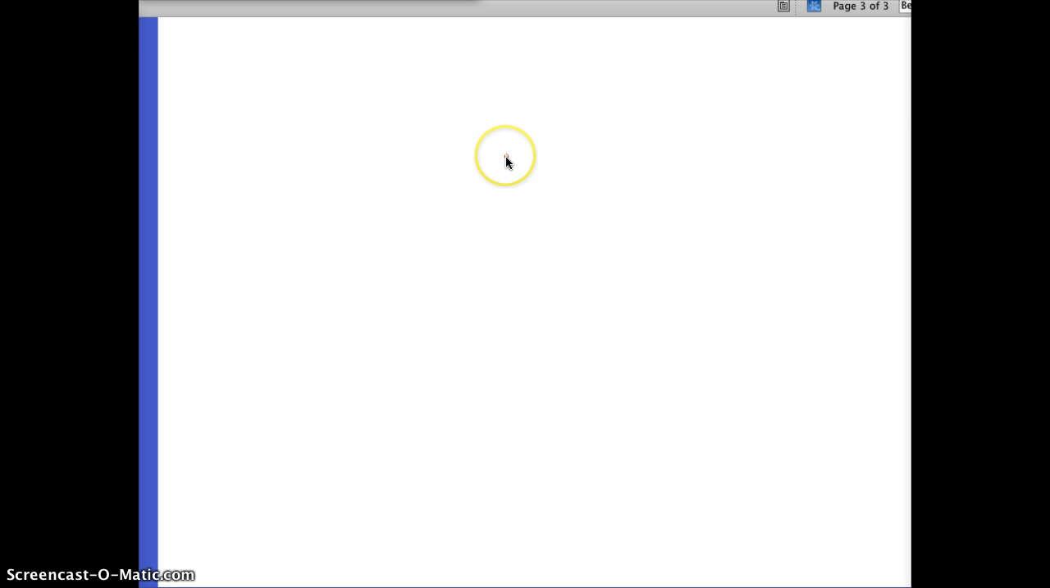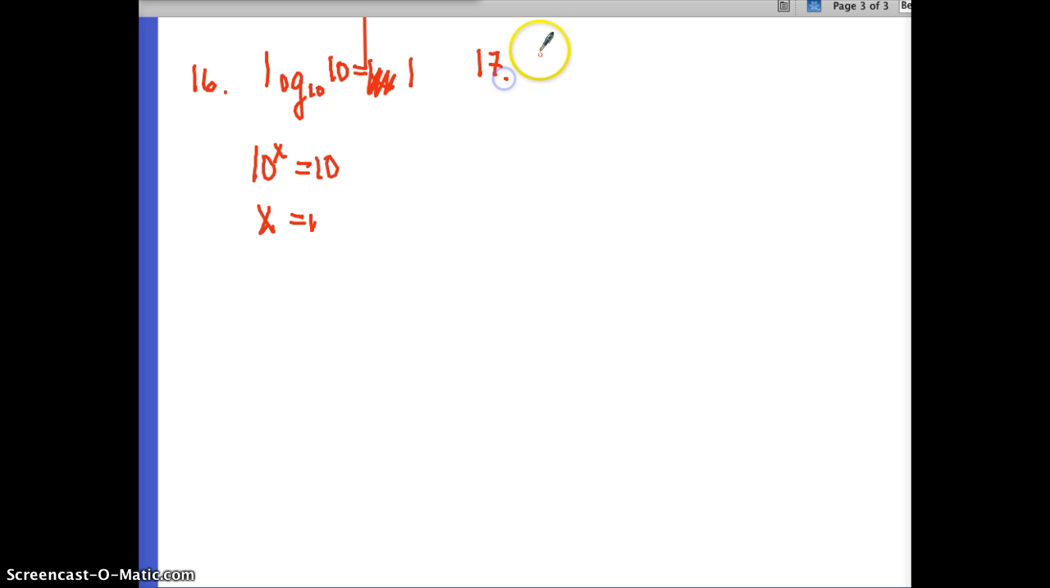Okay, let's keep going. 16 and 17 and 18 are also sort of similar. For 16, we have log in base 10 of 10. So 10 raised to what power is 10? Well, again, you could call it x for the moment, and say 10 to the x is 10, so x must be equal to 1. This thing is going to end up being 1. 17, log in base 8 of 8. So 8 raised to what power is going to give us 8? Well, that's obviously a 1.